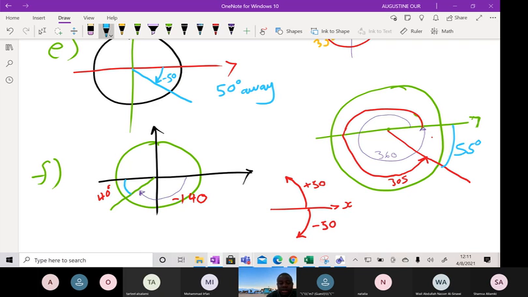55 degrees away. So this one was 40 degrees away. This is 55 degrees away. So everybody understood that concept? Yes. So we're going to combine these two concepts.